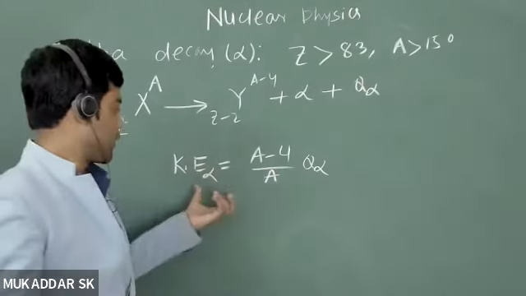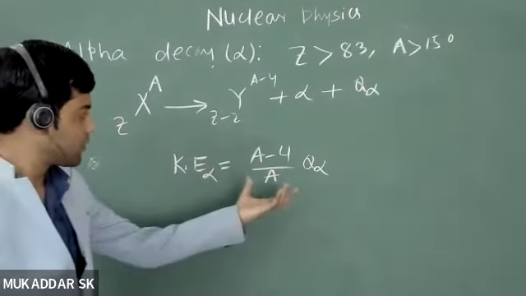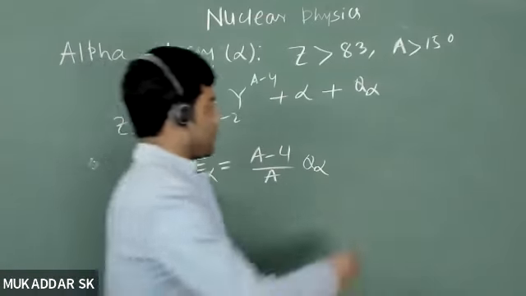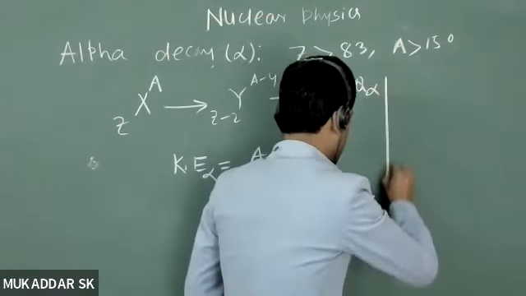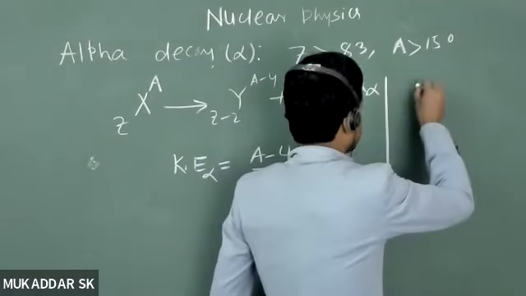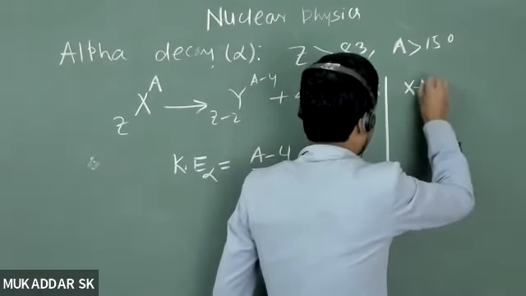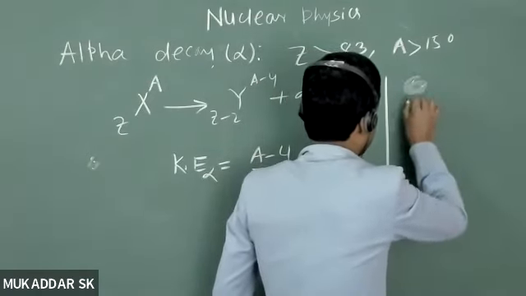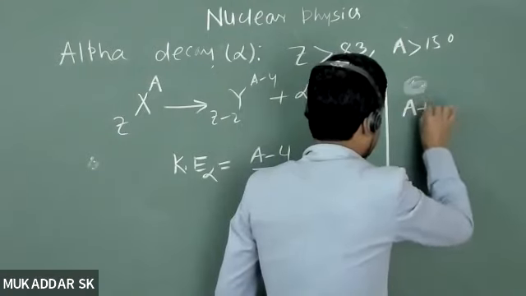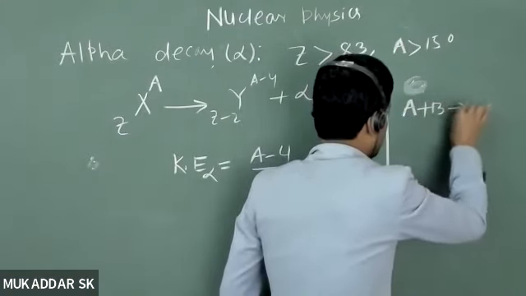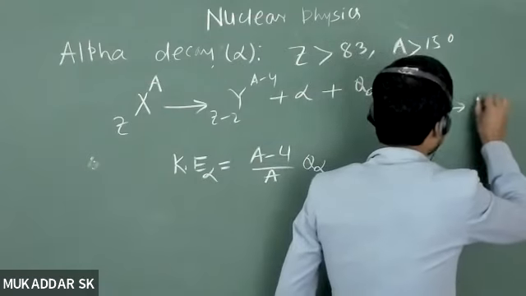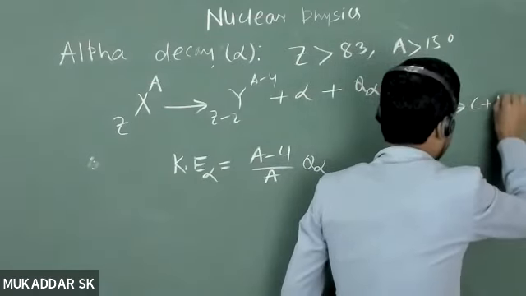But how will we derive that? How is this coming? Before that, let me introduce the Q value. Suppose you have a reaction like A plus B, where A nucleus is interacting with B nucleus and producing C and D nuclei.